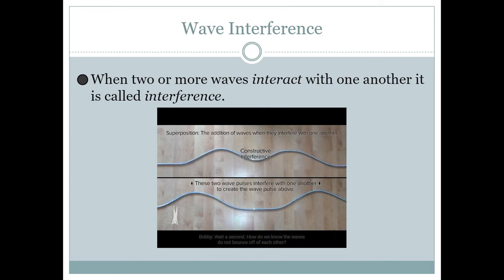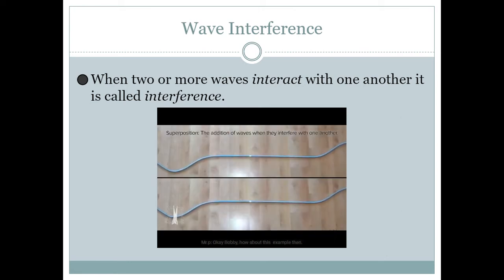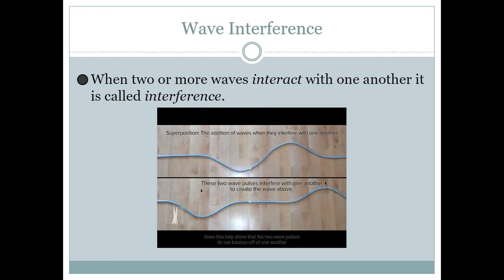Wait a second. How do we know the waves do not bounce off of each other? It's not clear from the demonstration that they pass through each other and do not bounce off of each other instead. Okay, Bobby, how about this as an example then? Does this help show that the two wave pulses do not bounce off of one another, but instead pass through one another? Yeah, I can definitely see the wave pulses continue moving on after interfering via superposition. Thanks. You are welcome, Bobby.